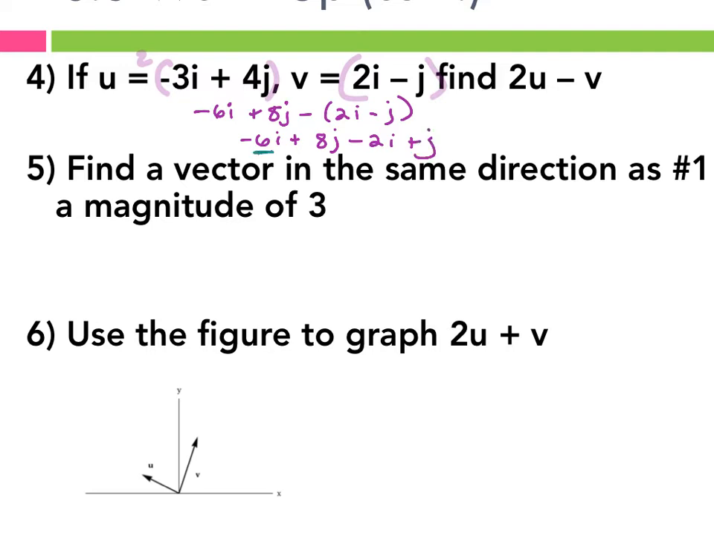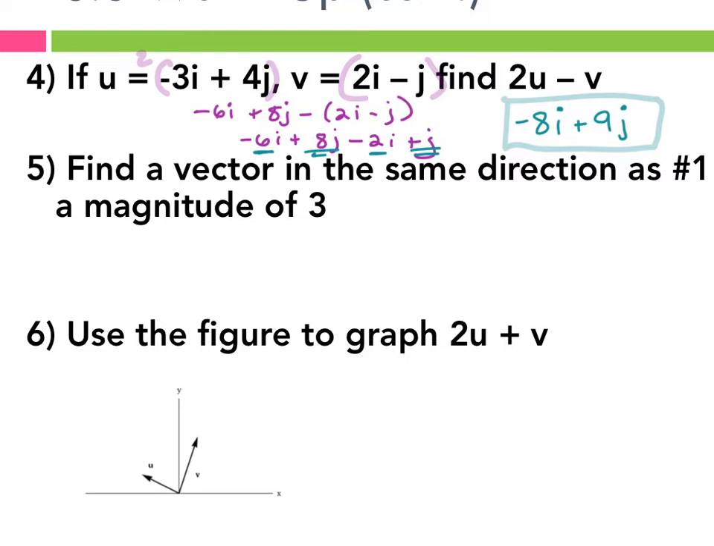And then we're going to combine like terms. So -6 and -2 is -8i. And then +8 and +j would be +9j. Again, if the question gives you the vector in IJ form, your answer needs to be in IJ form. Okay, don't lose silly points on stuff like that.